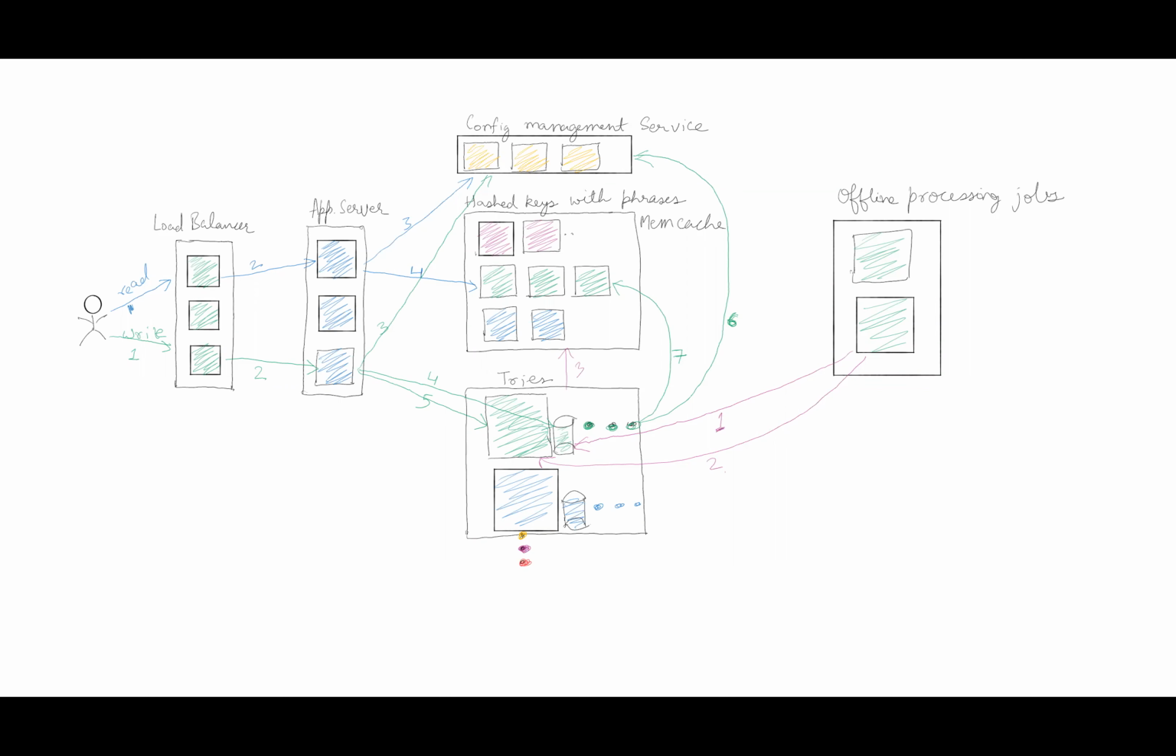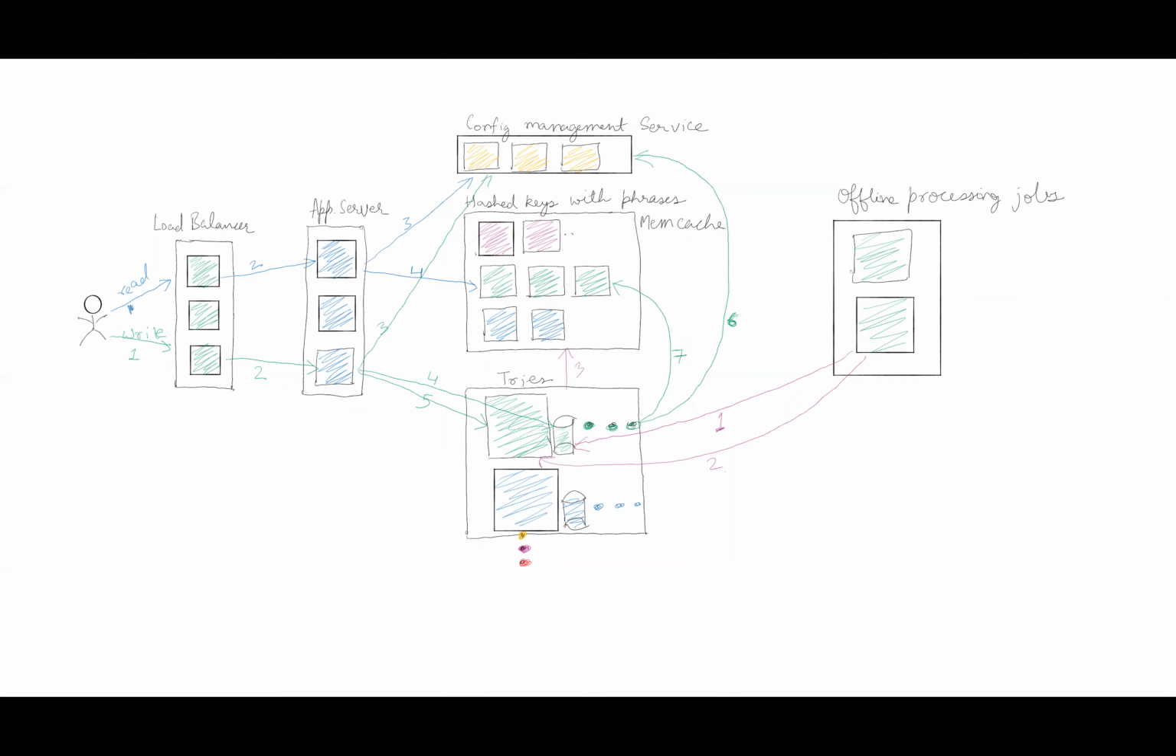So the config service will be updated whenever there is a rebalancing, right? When you are storing the data in different places. I'm sorry, someone's mic is on. Okay, so I'm saying the config management service will be updated when you rebalance, right? Only when you rebalance, then it will be updated.